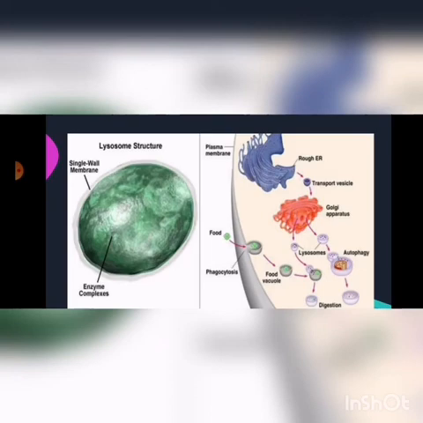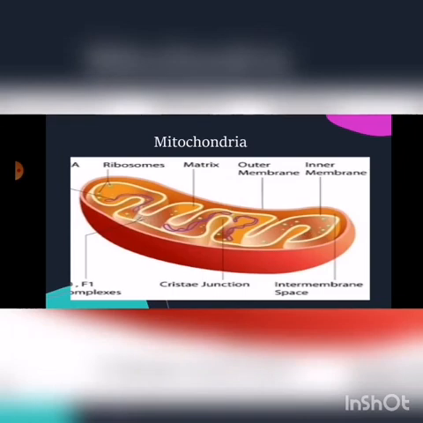Next we study about mitochondria. These are cell organelles. Okay. It is a double membrane-bound structure. The inner membrane of a mitochondria is deeply folded to form cristae. Cristae increase the surface area in the organelle. They have their own circular DNA. They divide by fission.